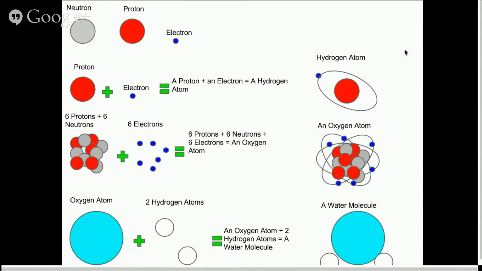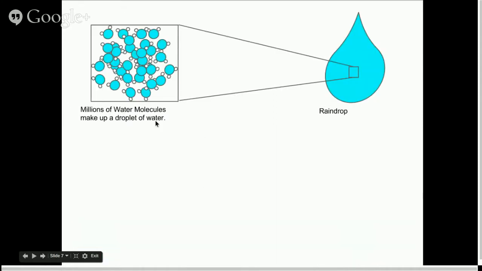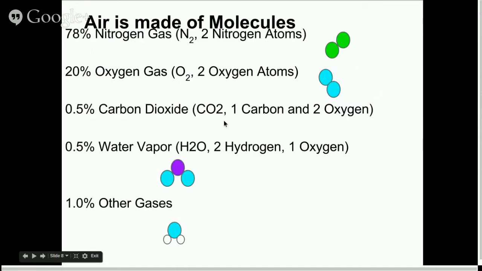So I may have shown this to you before, but matter is composed of protons, neutrons, and electrons. When you put those together, you can make atoms. When you put atoms together, you make molecules. 1 oxygen atom and 2 hydrogen atoms make a water molecule, H2O. There are millions of water molecules in just 1 droplet of water.